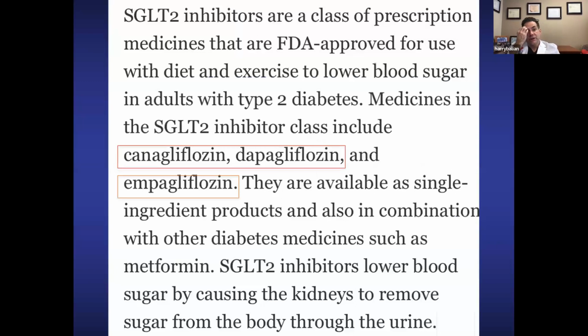So the SGLT2 inhibitors are basically FDA approved for use with diet and exercise to lower blood sugar.